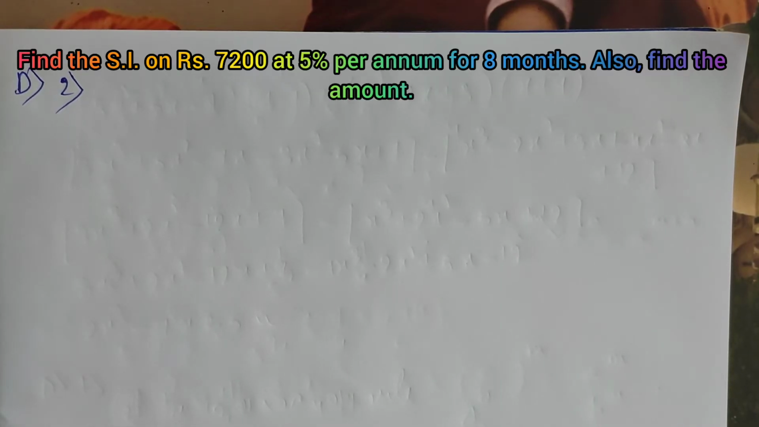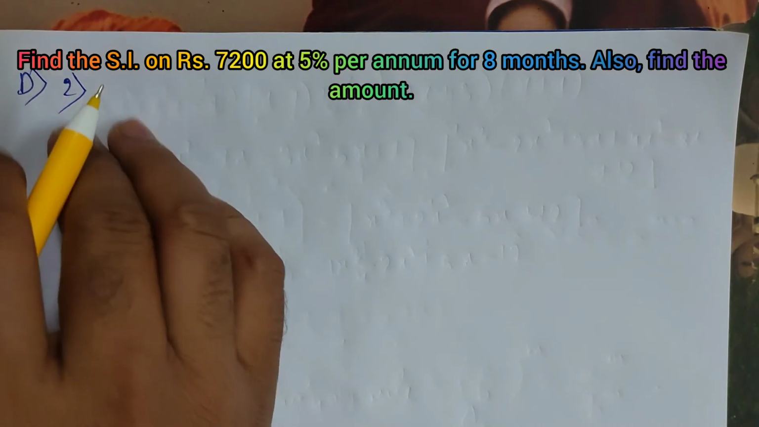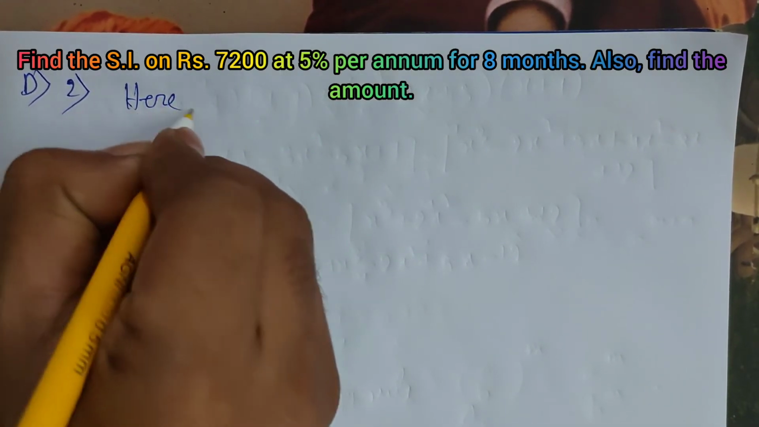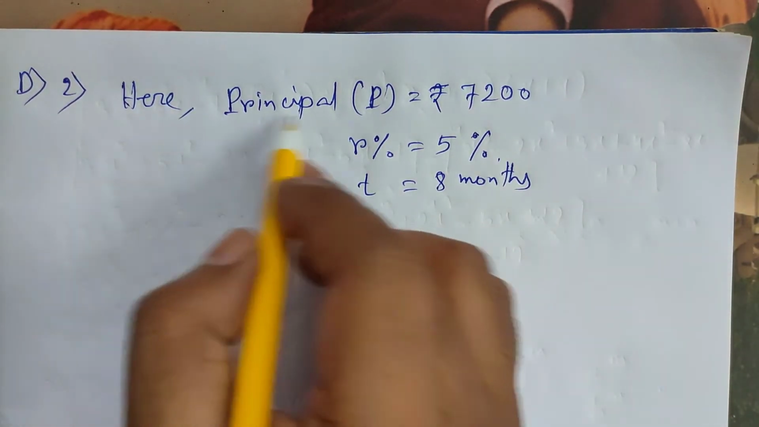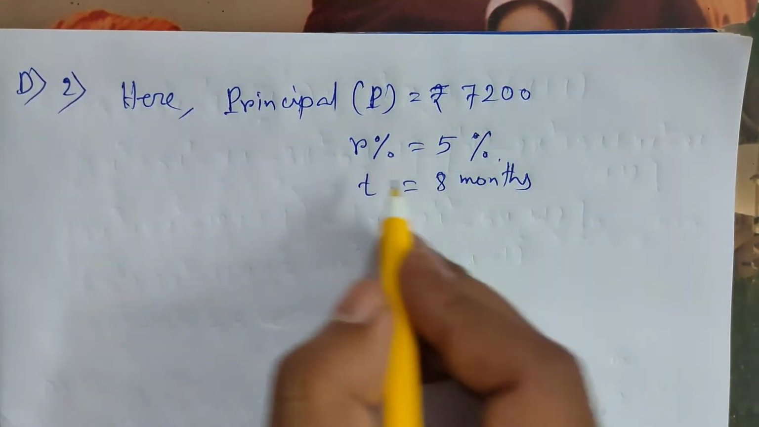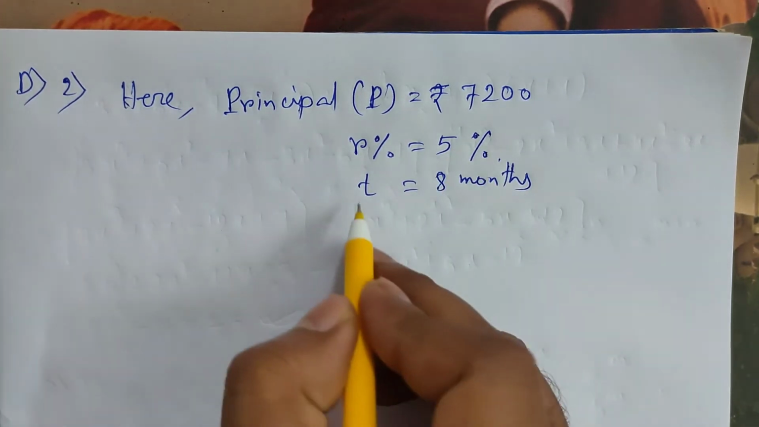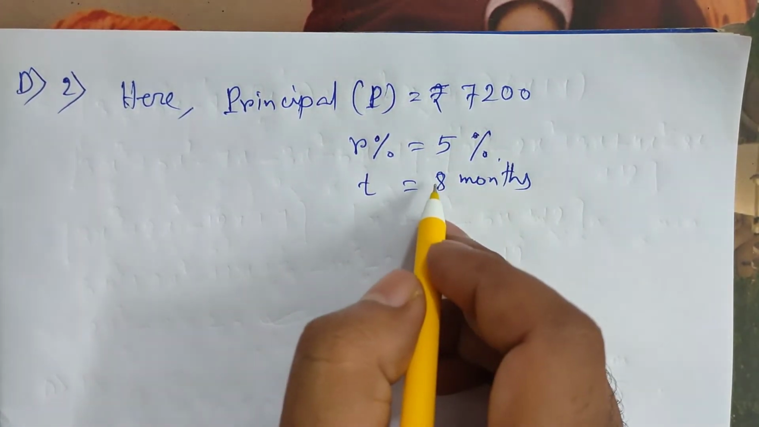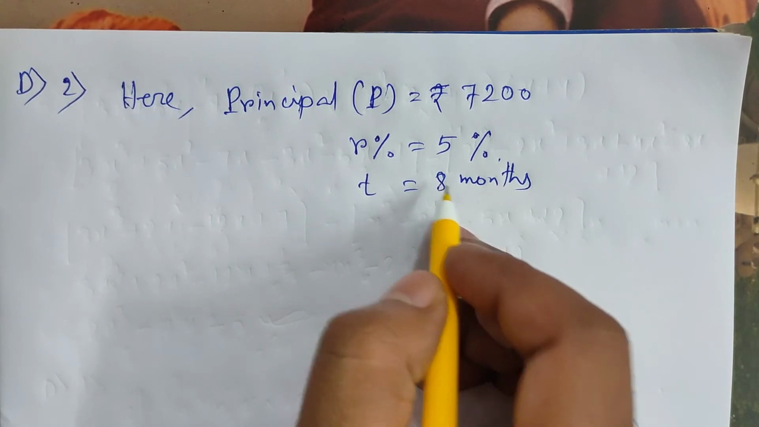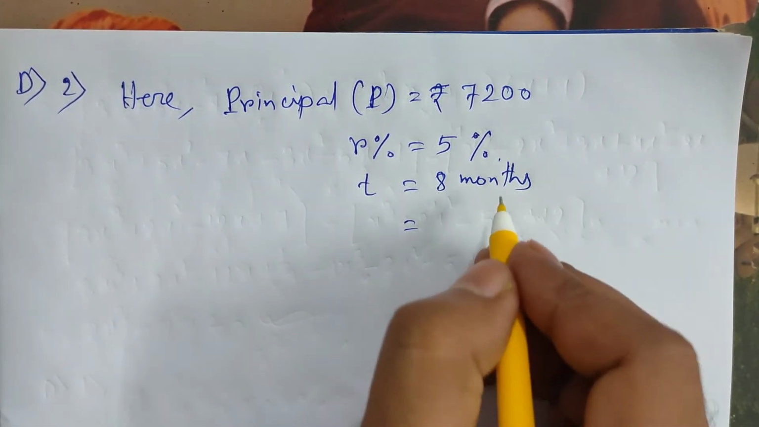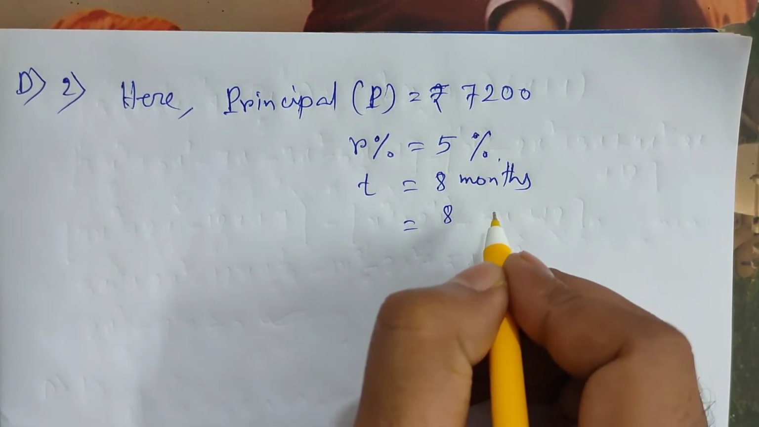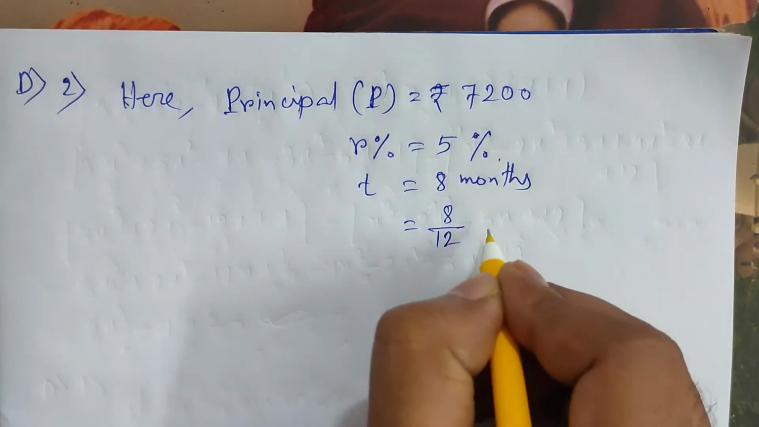Now question number 2, D2. Find the SI, that means simple interest, on rupees 7,200 at 5% per annum for 8 months. So here is the given part. Here is given principal P equal to rupees 7,200, rate of interest equal to 5% and time equal to 8 months. Here is the question, rate of interest per annum, but here is a months part, so we need to transfer month into year. So 1 year means 12 months, so we need to divide by 12.